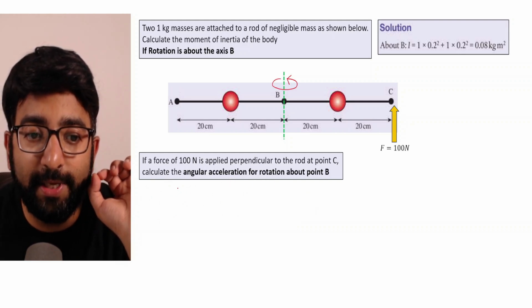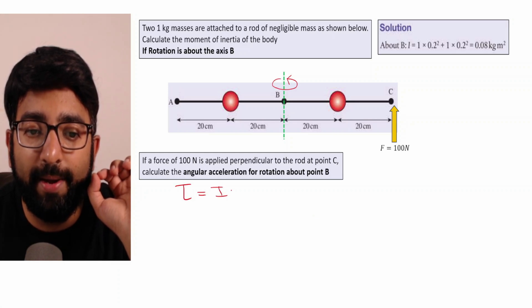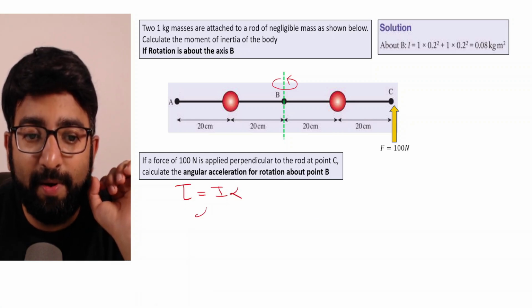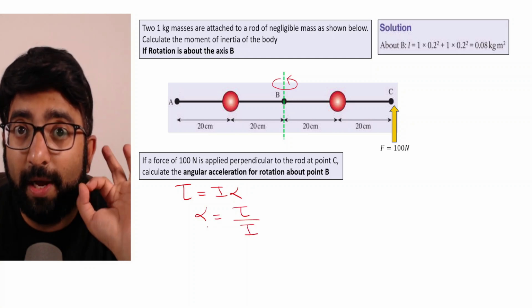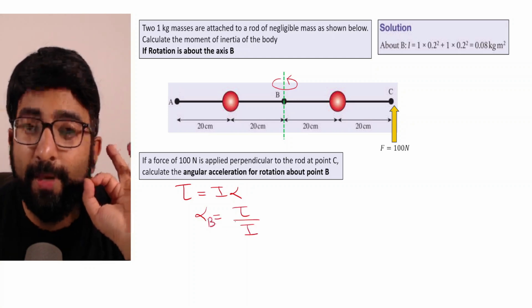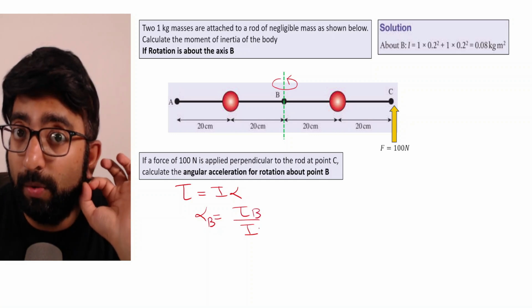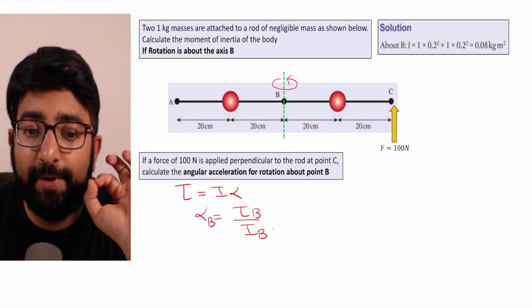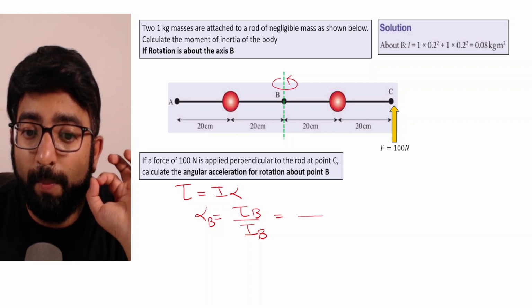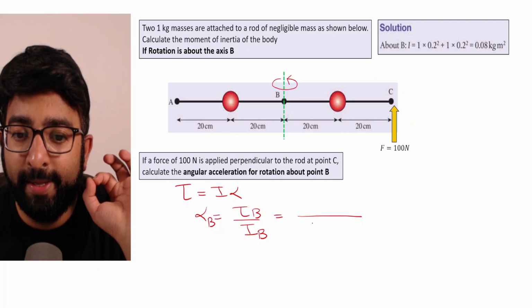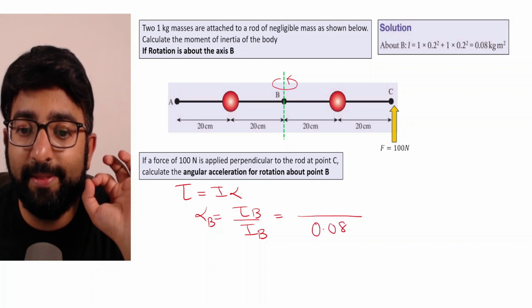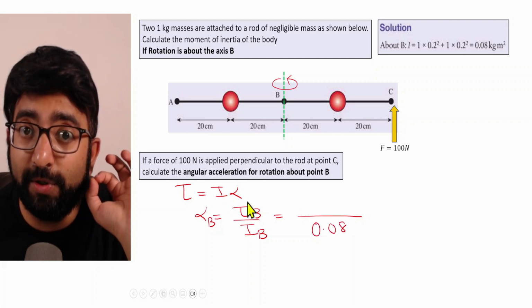So we are going to use the same formula torque is equal to I alpha. Let us make alpha as the subject. We will get torque upon moment of inertia. We have to find alpha about the point B, which will be equal to torque about the point B divided by moment of inertia about the point B. Now, the moment of inertia about the point B we had already found as 0.08. So let's write 0.08 in the denominator, and numerator is the torque.